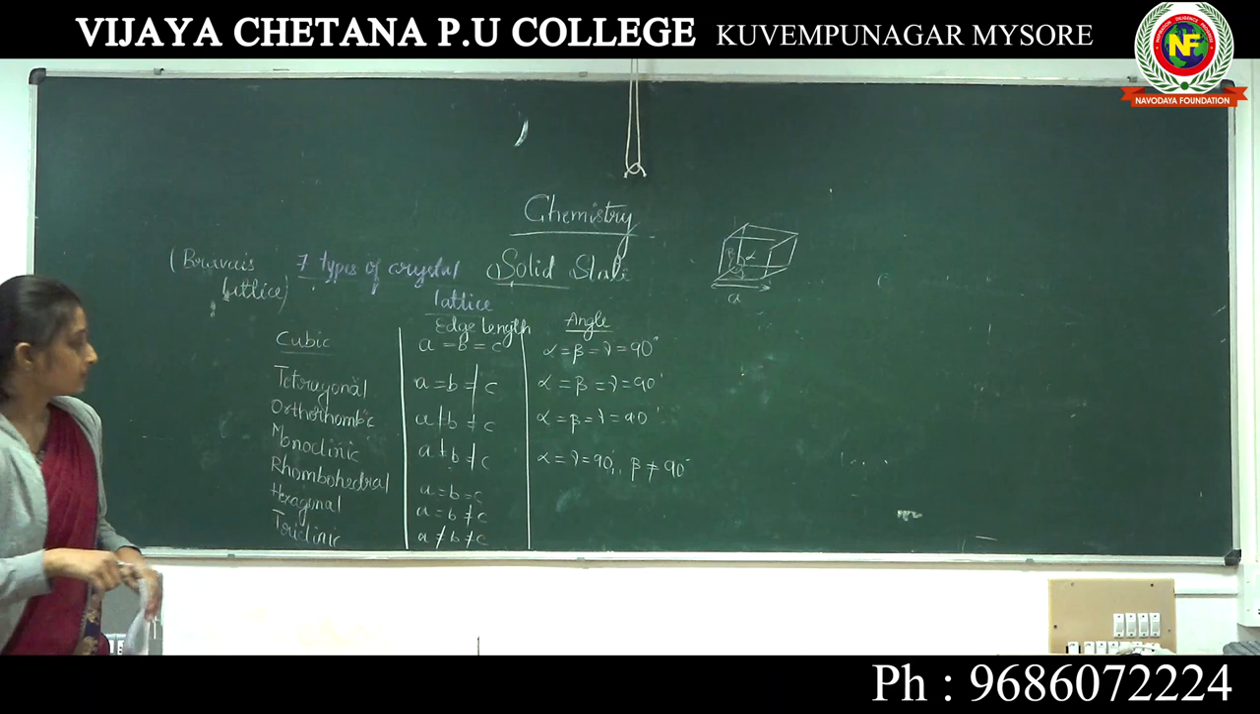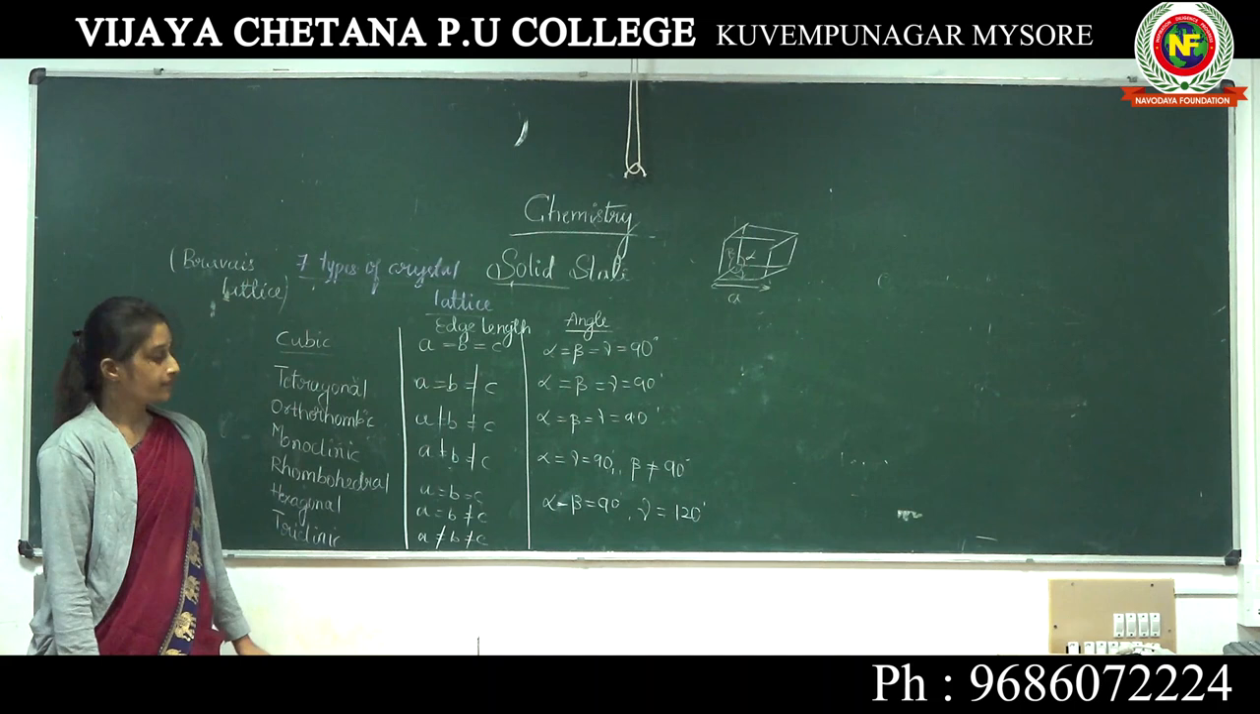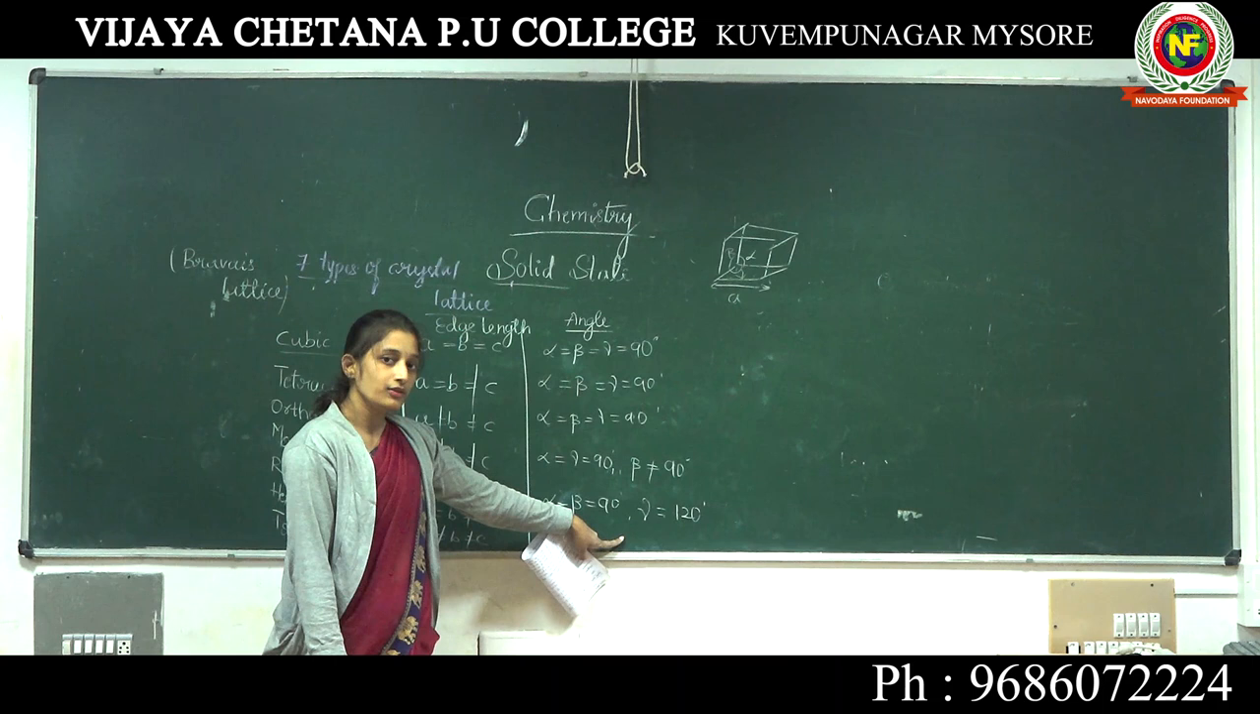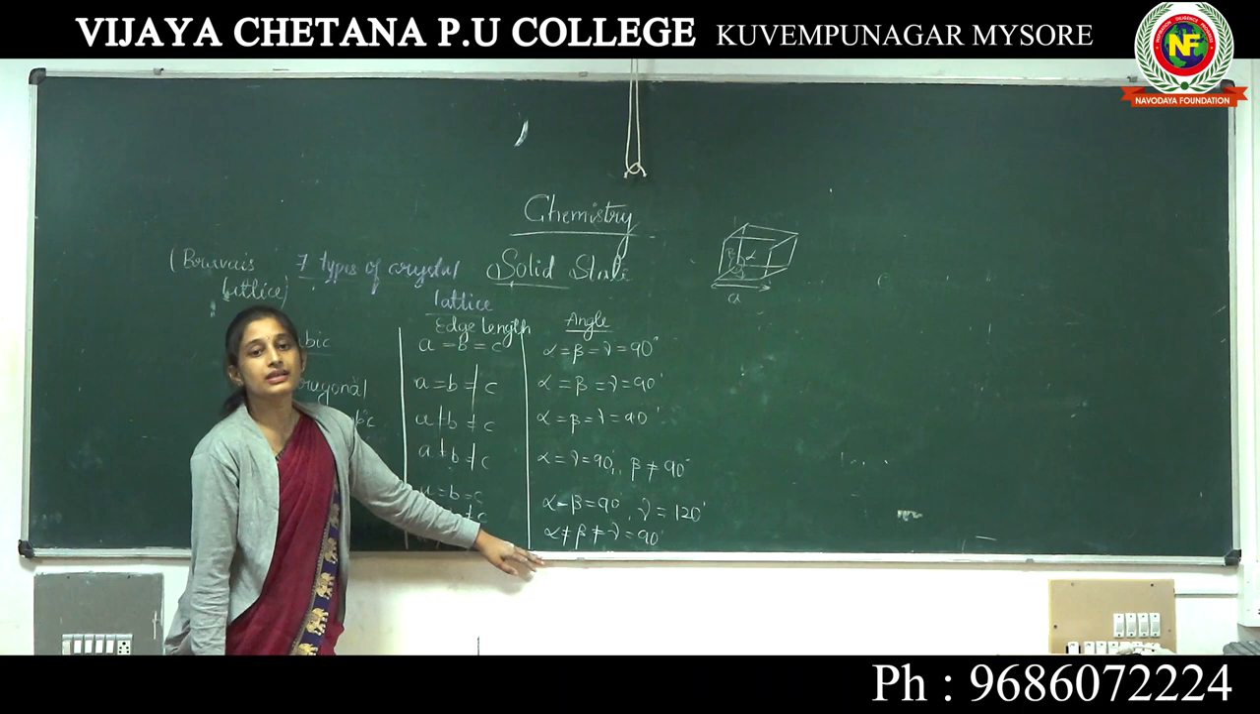Now, next one, alpha is equal to beta is equal to 90, gamma is equal to 120. Alpha and beta are equal to 90, but the last one, gamma, should be exactly equal to 120. But the last one is there, no? All the angles are different.